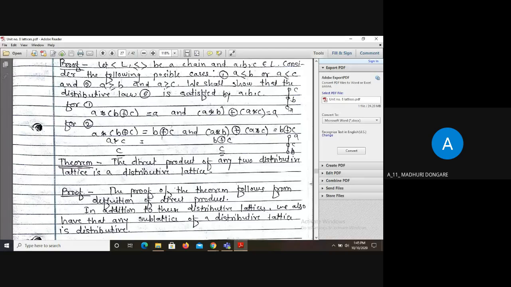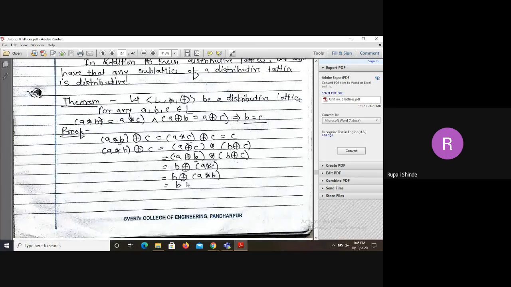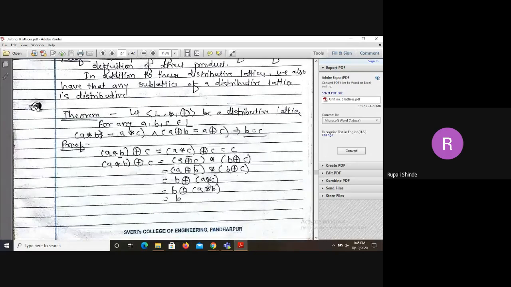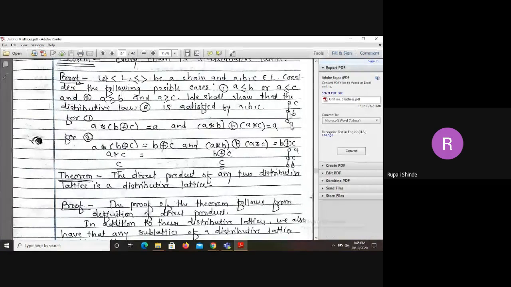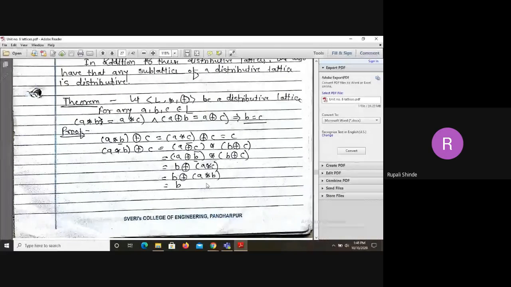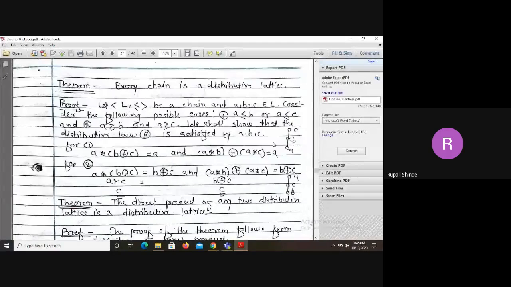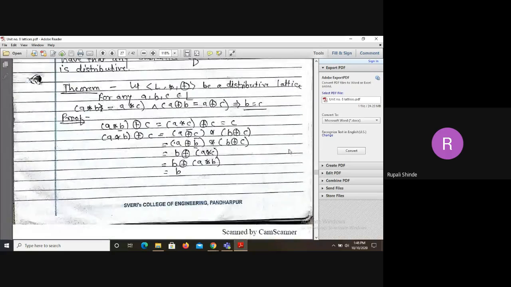Is A. So again here this C is replaced by B as A star B. Value for A star B, again it is A. So B XOR A. B XOR A means what? Least upper bound of B and A.